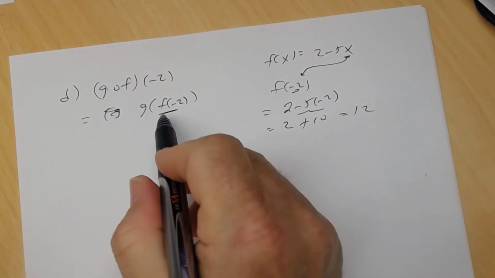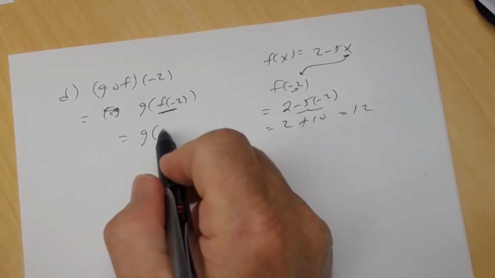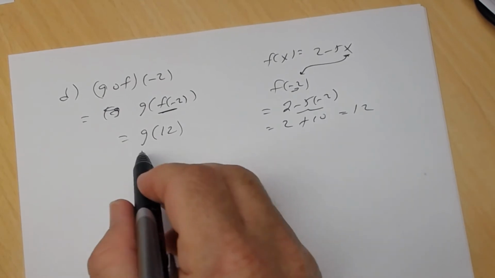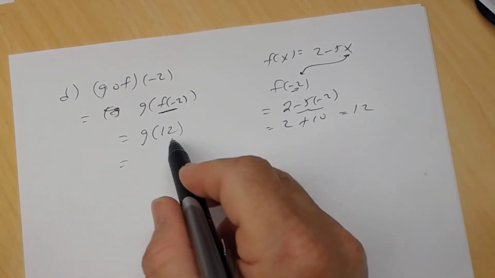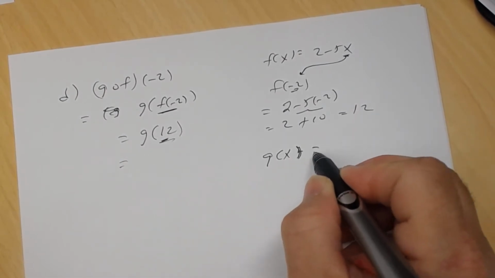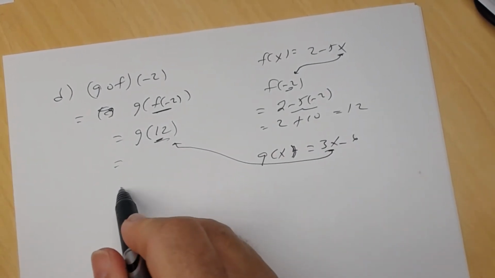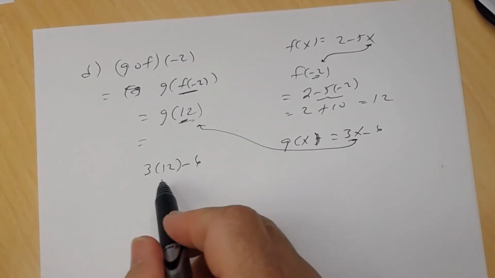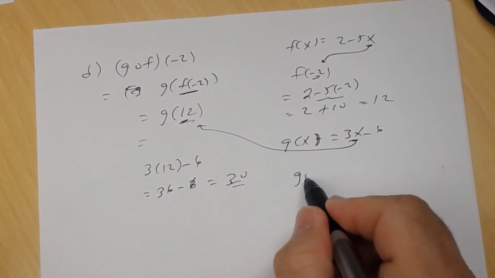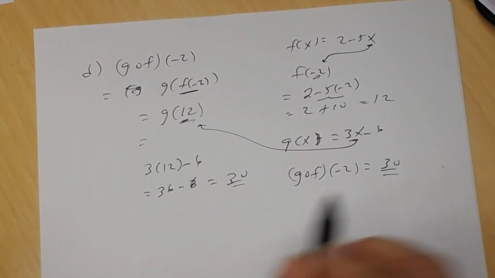Now remember what you have to do next. In place of negative 2, you're going to rewrite that as 12. So f of negative 2 is 12. And now you go to your function g, and wherever you see the variable x, you substitute 12. Remember, g of x is 3x minus 6. So I get 3 times 12 minus 6. 3 times 12 is 36, so 36 minus 6 is 30. So g composed with f at negative 2 equals 30. That's what you found.